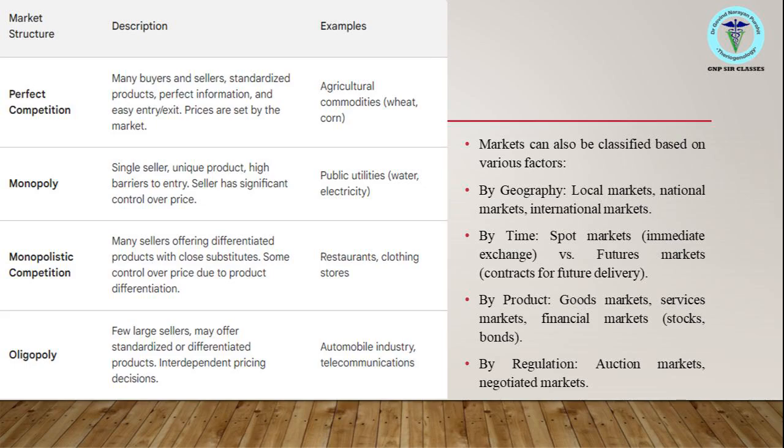Markets can also be classified based on various factors. By geography, local markets, national markets, international markets. By time, spot markets, immediate exchange, versus futures markets, contracts for future delivery. By product, goods markets, services markets, financial markets, stocks, bonds. By regulation, auction markets, negotiated markets. The table explains the market structure, their description, with examples.